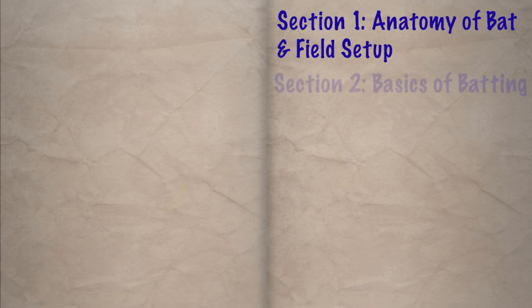Then in section 2, we are going to be talking about just batting in general and how exactly that works. So understanding a batting order, understanding a designated hitter, understanding a substitute, how exactly all of that works, we are going to be talking about that in section 2.